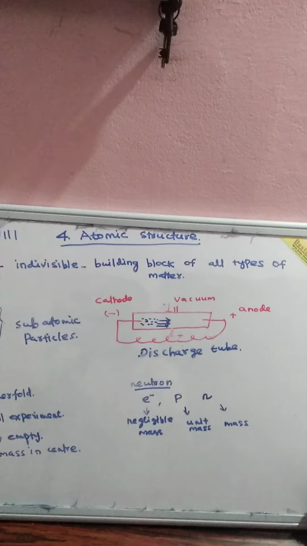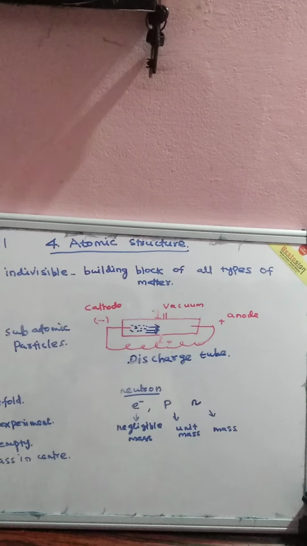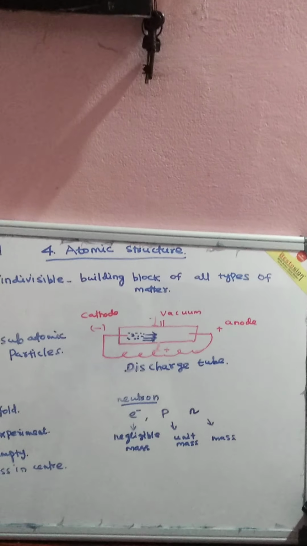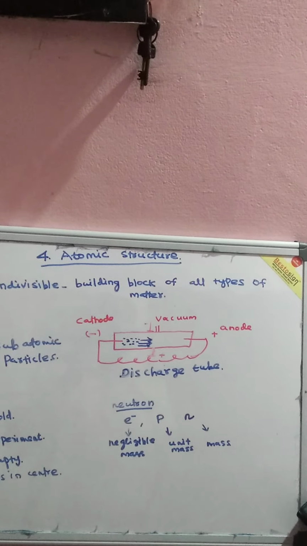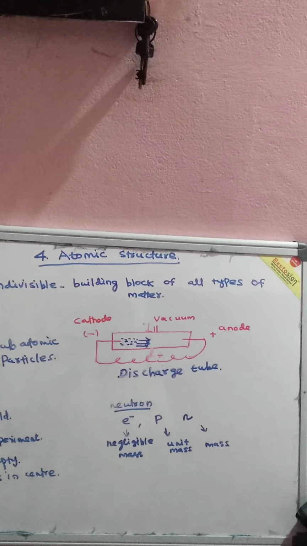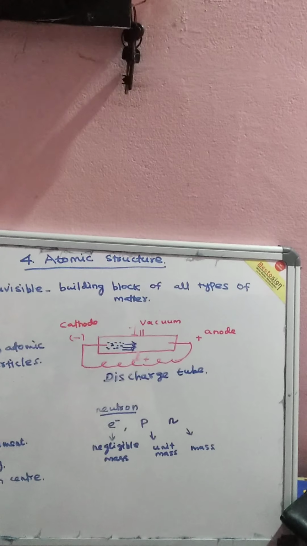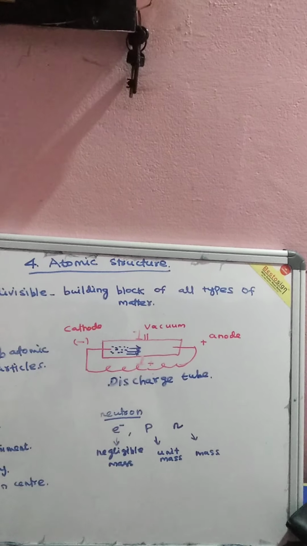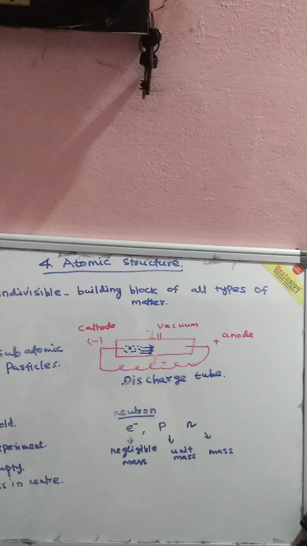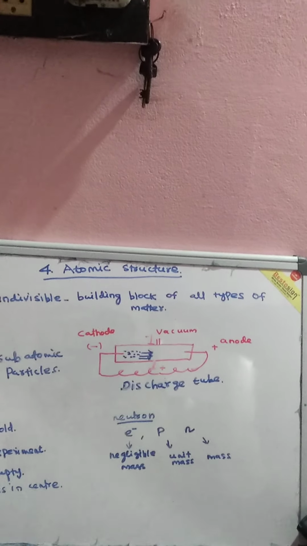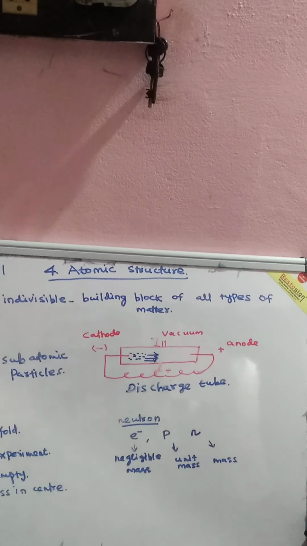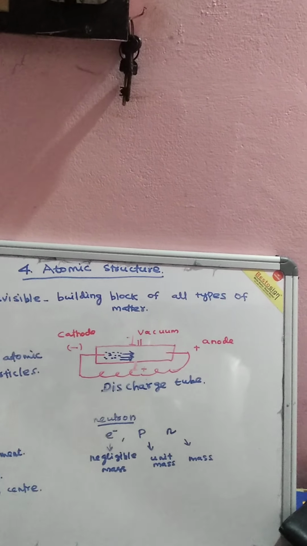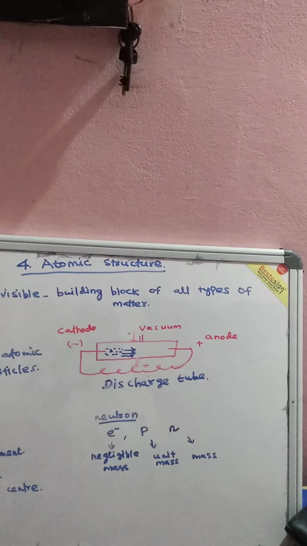William Crookes conducted one experiment, the discharge tube experiment. The discharge tube contains a glass tube. Inside the glass tube, all air is fully removed. Then 2 terminals are connected at the 2 ends. One terminal, the negative terminal, is the cathode. The other terminal, the positive terminal, is the anode. The electrical circuits are connected as shown in the figure.